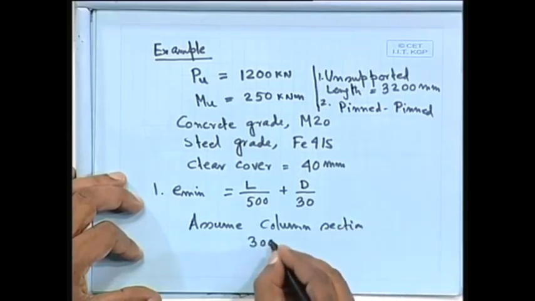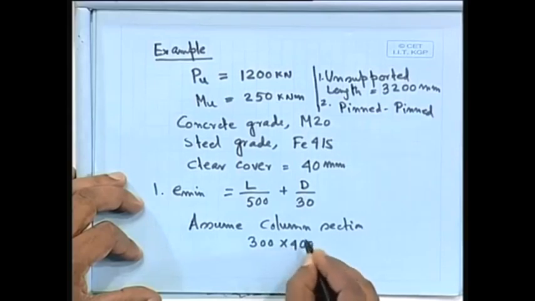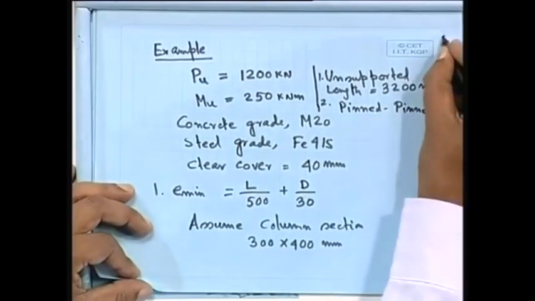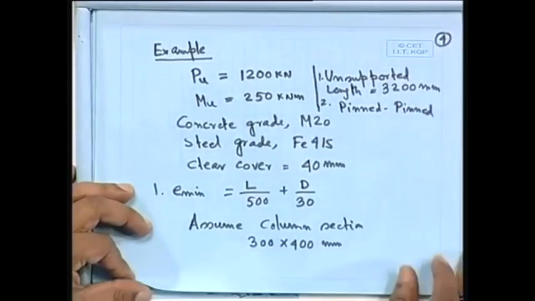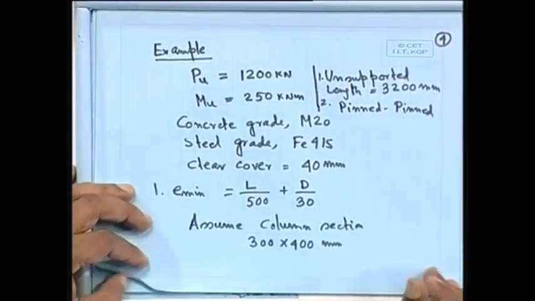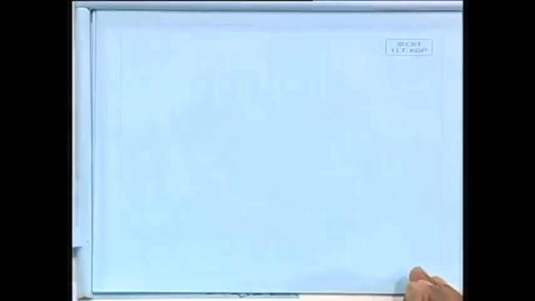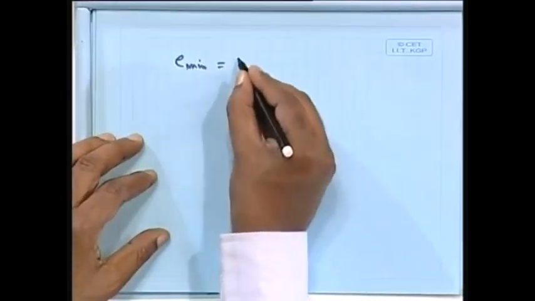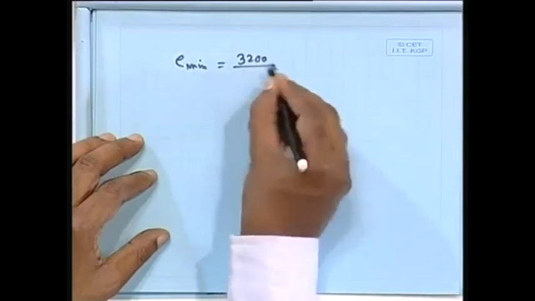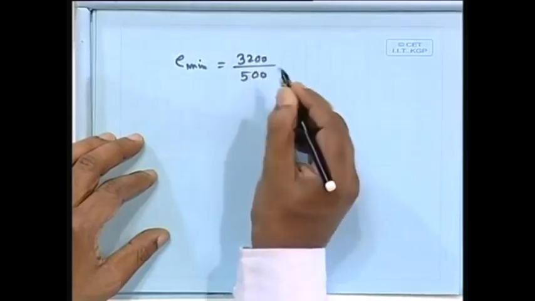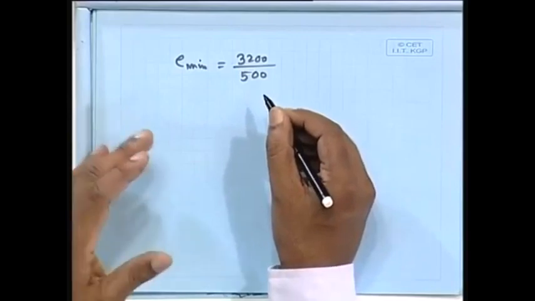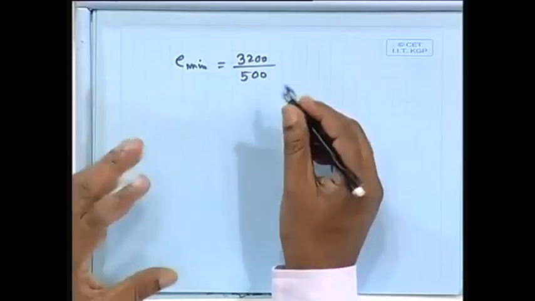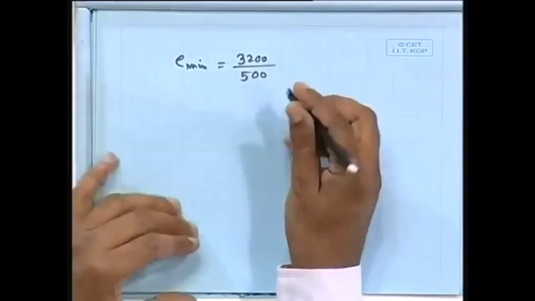That could be say 300 by 400. This is millimeter, 300 by 400 millimeter. So what we can do, we can find out E mean. I have taken 300 by 400, but I may have to change, because I do not know right now. We are thinking that okay, it may work.